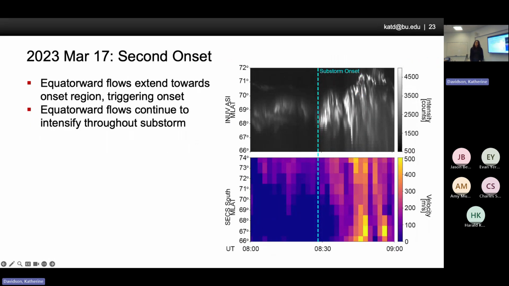And again, looking at the keograms of this event, we have onset marked by this line here. And again, we don't have the flows in the auroral region here, but we do see these equatorward flows coming in from the polar cap prior to onset. And we see the enhancement of the equatorward flows at the substorm region during the substorm. So that's a sneak peek of the expansion phase for later.